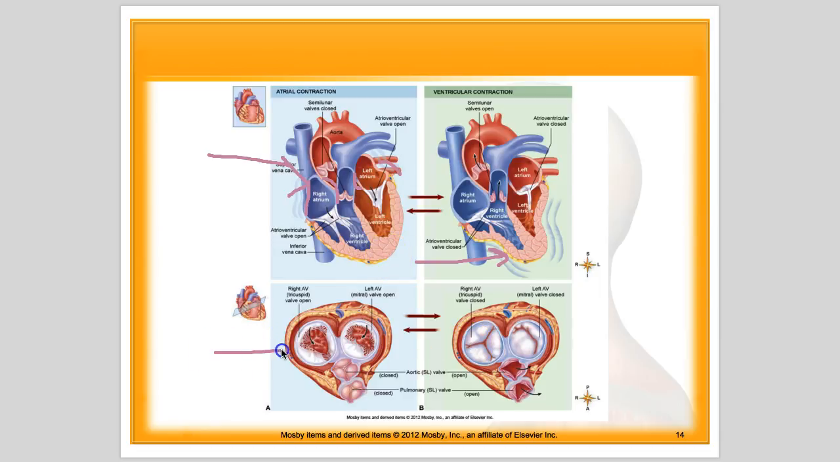You can also see the valves opening and closing here. If you look very closely, you can see the tricuspid has 3 flaps here, and the mitral has 2 flaps. Oh, there they are closed, and you can see it even better. See that? 1, 2, 3 versus 2.